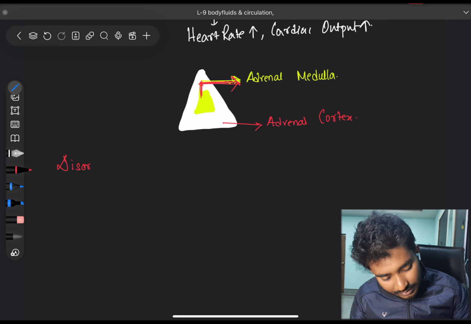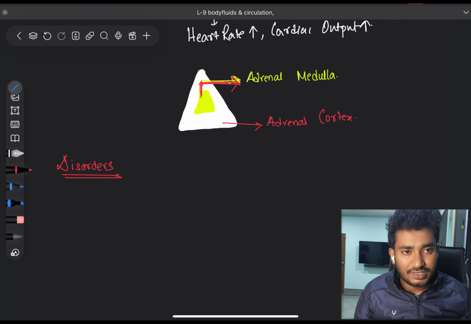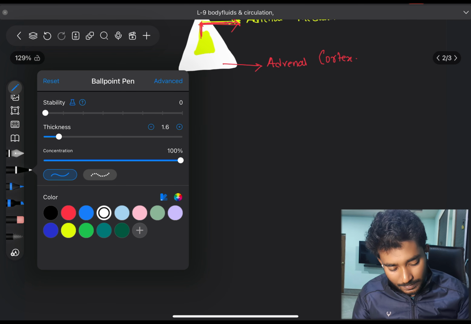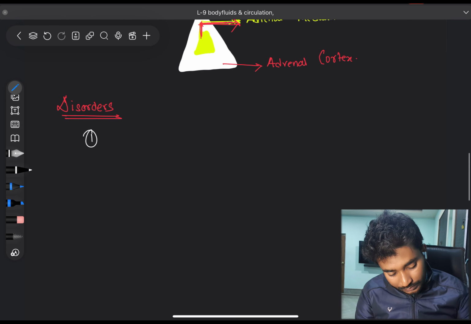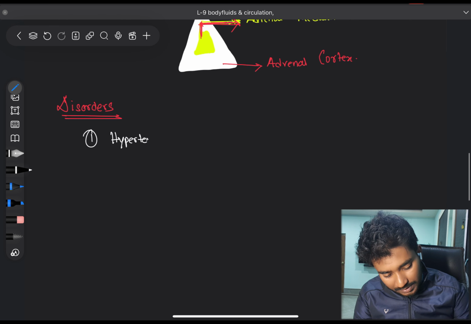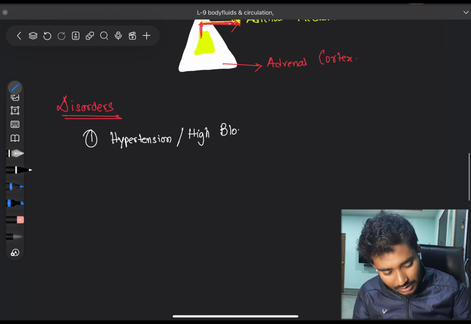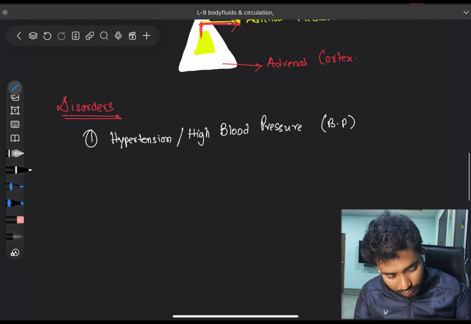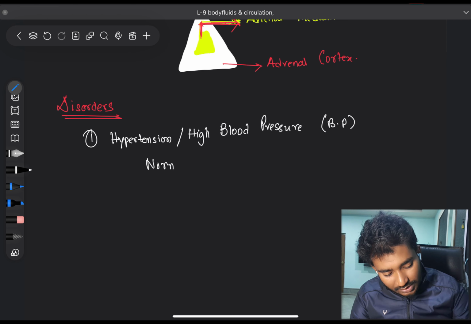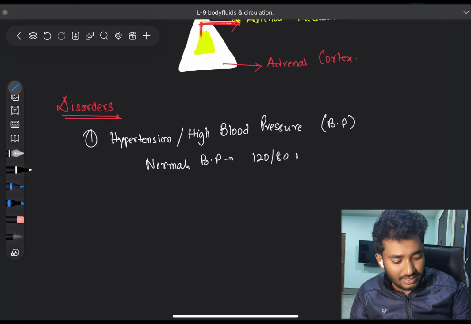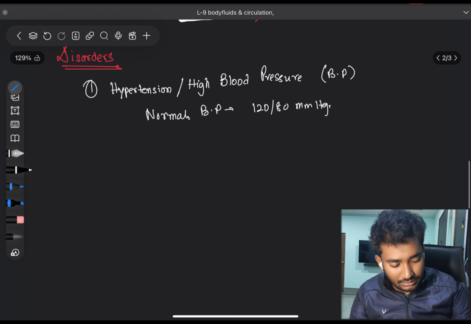Now disorders. This is the main thing of this topic, the disorders. Please understand this because questions come from this topic every year, and this is also required in your clinical life. One: hypertension, or high blood pressure, that is BP. What is a normal blood pressure? Normal blood pressure is 120 by 80 millimeters of mercury.